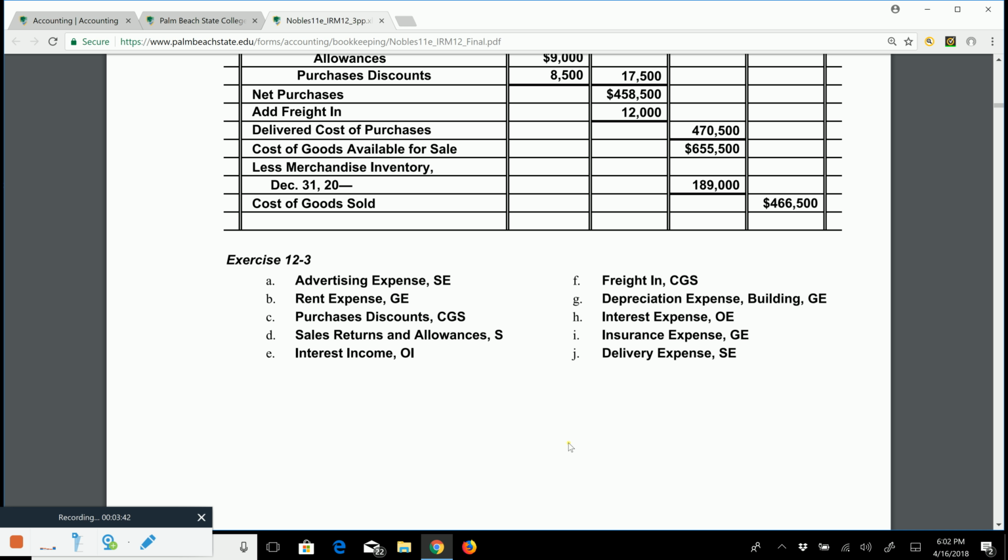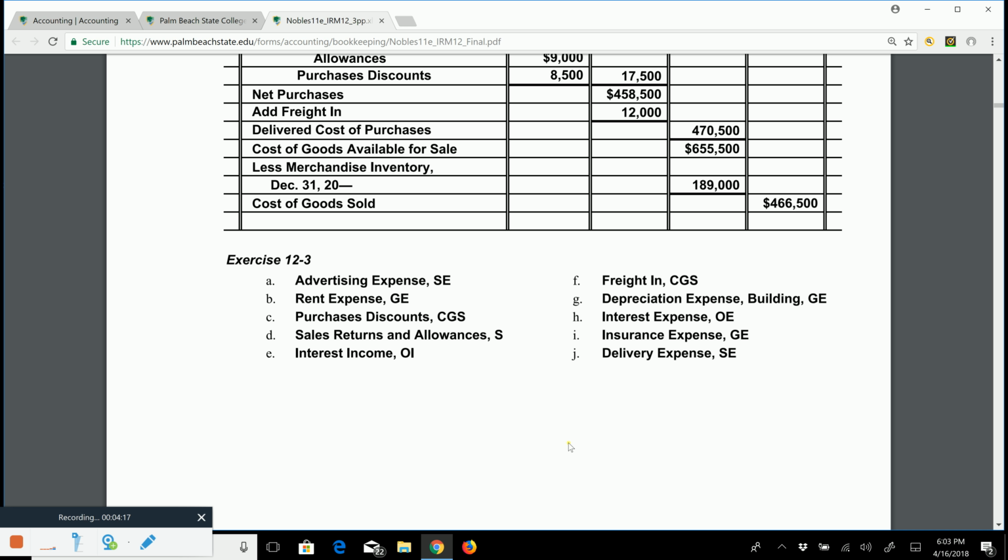Depreciation expense on the building. That is typically an operating expense, most likely a general expense. Now, if it was on the actual store, in the storefront, that would be a selling expense. But it's on the building, I'm assuming the general building. Interest expense, similar to interest income. We do spend money when we borrow money. That isn't part of day-to-day operations, but it is an expense that we would put in the other expense category.